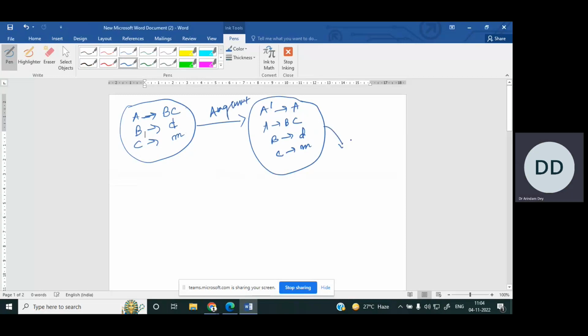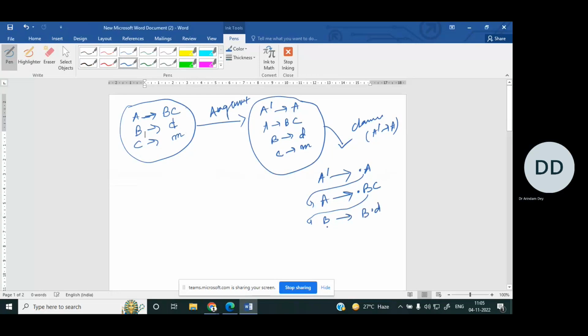Correct. Once the augmentation is done, you have to perform the closure of A dash to A. So what is closure of A dash to A? You have to put a dot operator before the non-terminal, correct? A dash to dot A. And that A is to be expanded. That A can be expanded in which format? It can be A to dot BC. And how can this B be expanded? B can be expanded to dot D, correct?